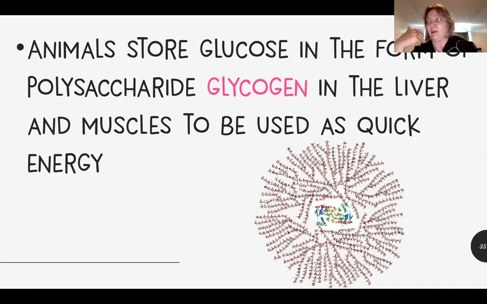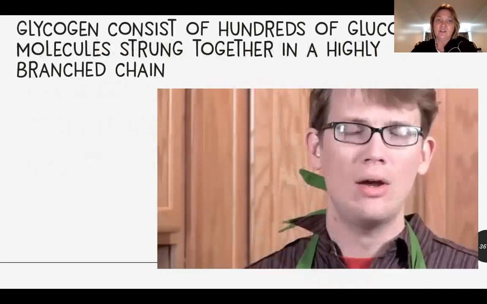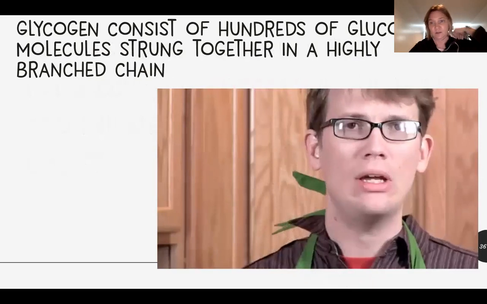For example, in a fight or flight type of situation where you have adrenaline running and you're going to need to use your muscles to run away or to fight a perceived danger. And like you saw from the diagram, it is a very highly branched chain consisting of hundreds of glucose molecules.